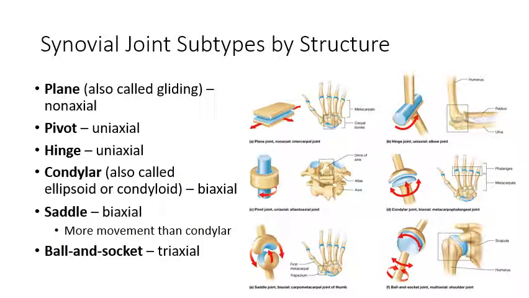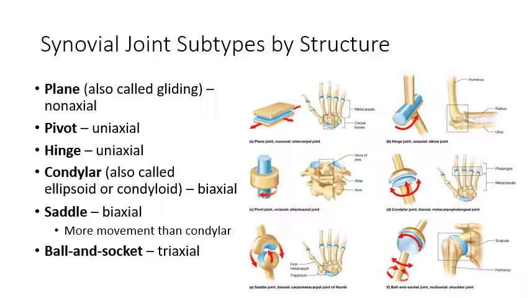So those are our subtypes of synovial joints by function. Then we have subtypes by structure, and there are 6 of them. So first you have the plane joints. Those are also called gliding joints. All of the synovial joints that do non-axial movement are plane joints or gliding joints. So the primary examples would be your intercarpal or intertarsal joints in the wrist and ankle.